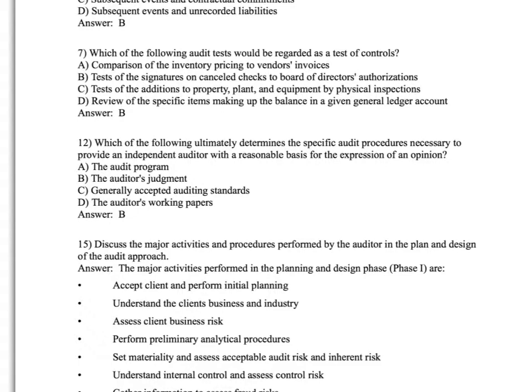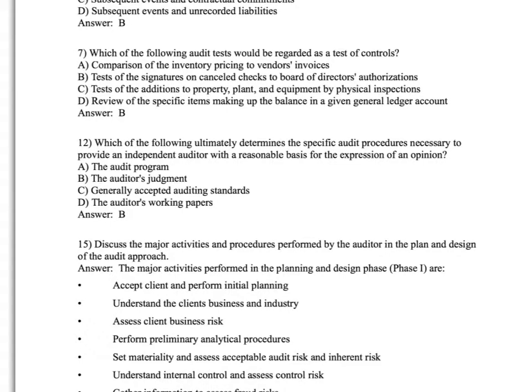Okay, we're on the final stretch here. Number 7, which of the following audit tests would be regarded as a test of controls? The test of the signatures on canceled checks to board of directors authorizations, right? So signatures, those types of things would be a test of control. So when you're doing your test of controls, you're actually looking at those signatures.